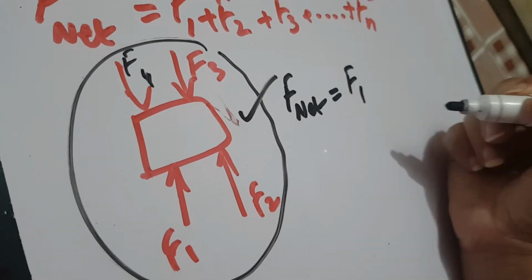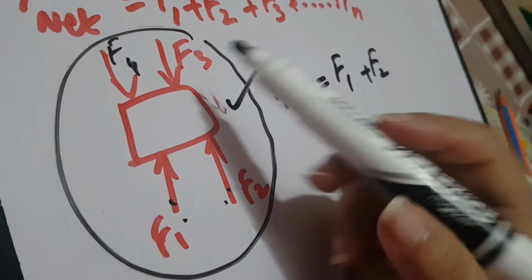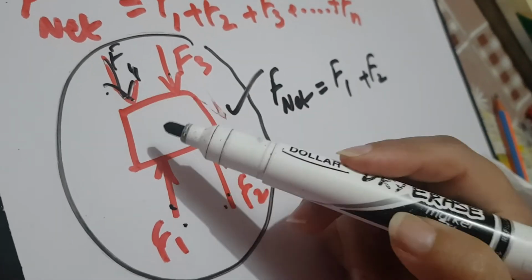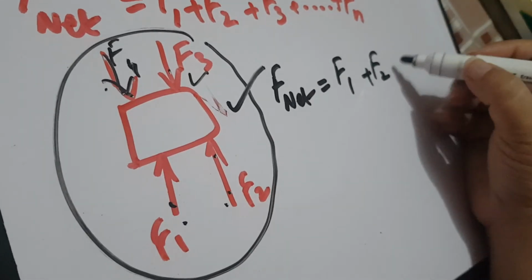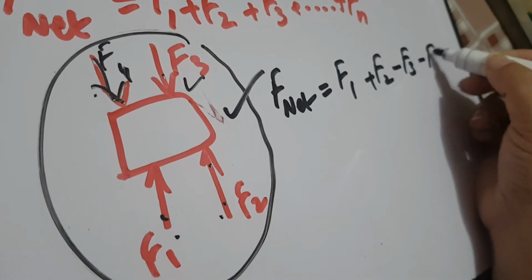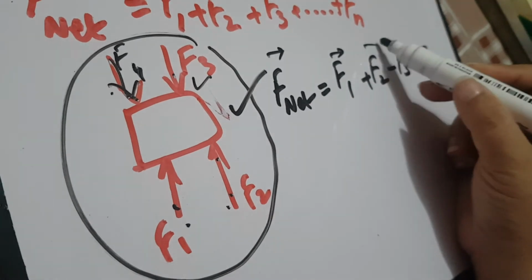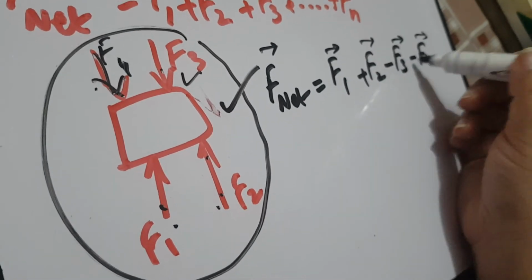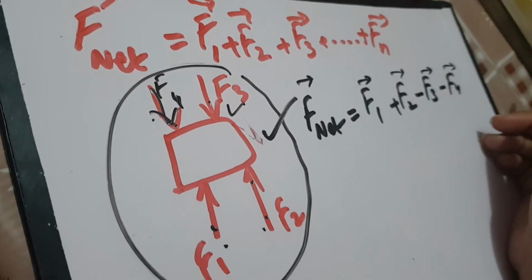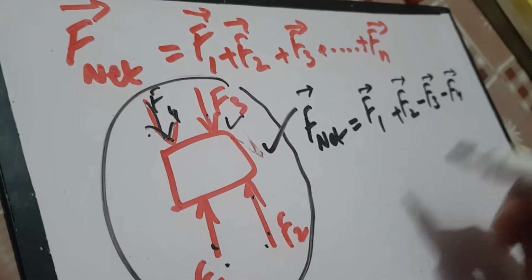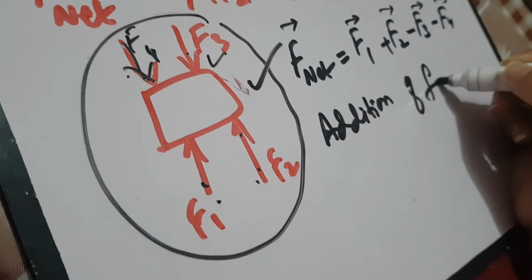It is F1 plus F2, because they are like parallel forces. These two are unlike parallel forces, and here F3 has a different direction. So here it is minus F3 minus F4 and so on. You can use the same logic. If the direction is different, you just have to use a negative sign. That's it. There is no other specific logic behind the addition of forces. So that was the addition of forces.